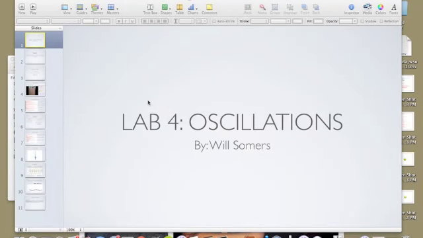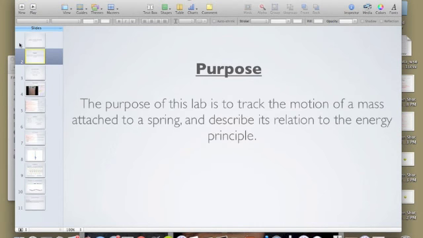Hi, my name is Will Summers, and this is Lab 4, where we'll discuss oscillations of a mass connected to a spring. The purpose of this lab is to track the motion of a mass attached to a spring and describe its relation to the energy principle.